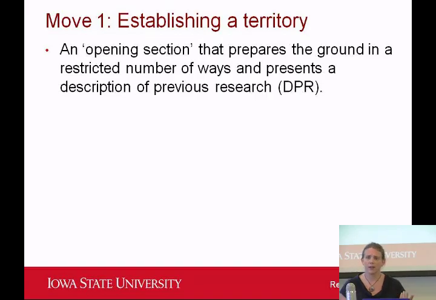So move 1 is called establishing the territory. And this is often the opening section that prepares the ground, so that lays out previous research, and that kind of defines the area that you're going to be working in. And the description of previous research is a really important part. It establishes the territory, the space that you're going to be using in your paper.